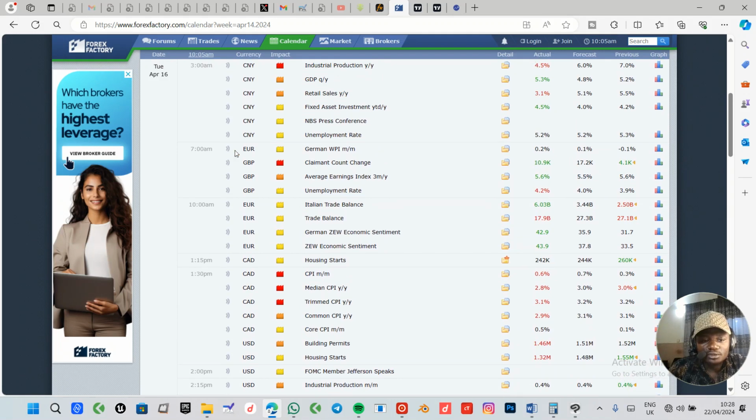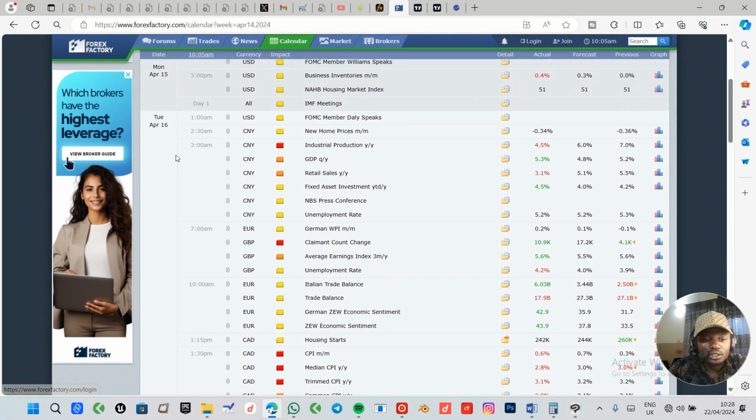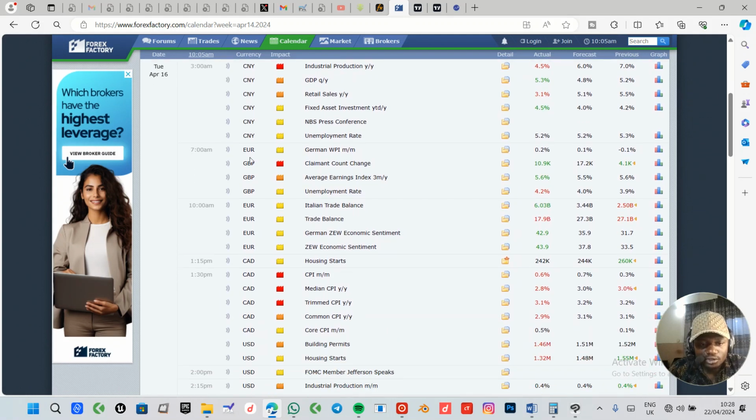Let's say last week there was a news on GBP on the 16th of April by 7 a.m. On GBP, you see it here. What is the news? Claimant count change. And what was the forecast? Let's assume this one is not here. This is the positive, this is the actual news.